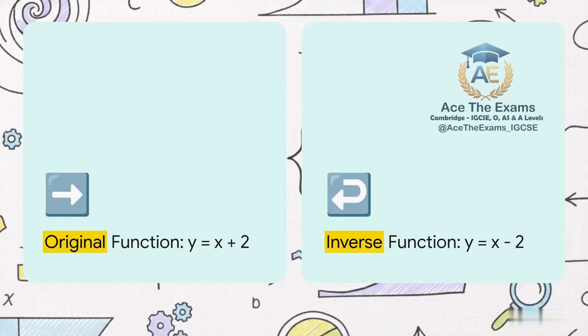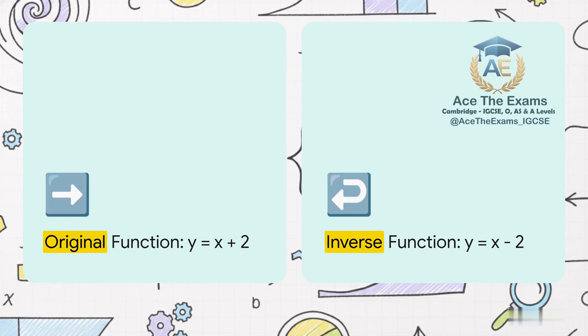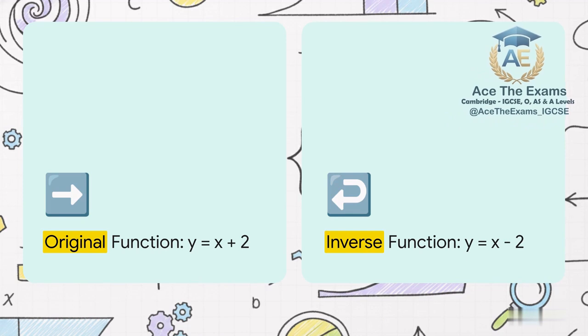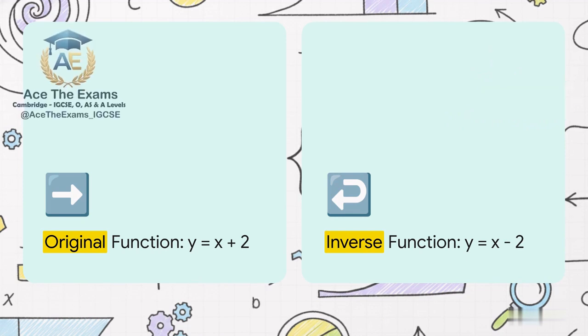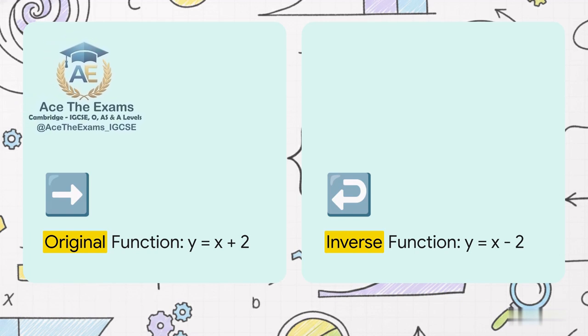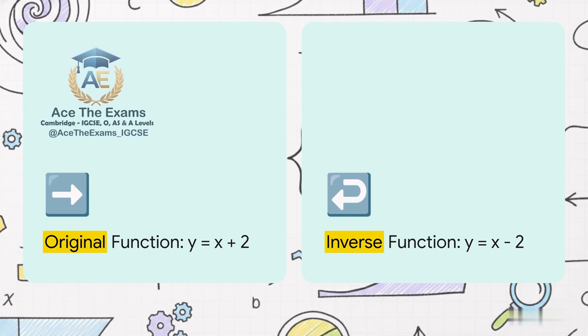Look at this. If our original function is y equals x plus 2, the inverse, after you swap and rearrange, is just y equals x minus 2. Makes sense, right? Addition is cleanly reversed by subtraction. Multiplication gets undone by division. But what happens when the equation isn't just basic arithmetic?